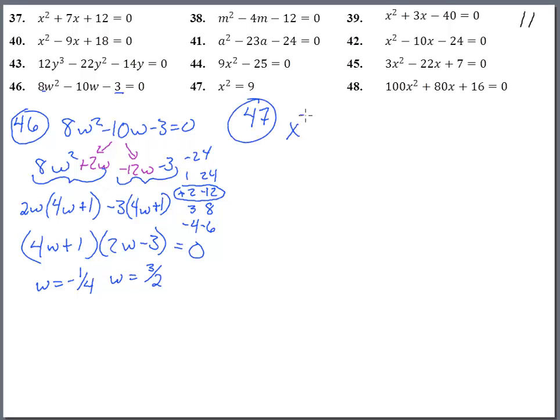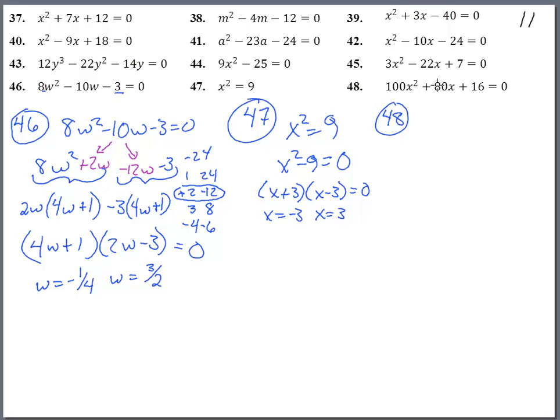Number 47. We have x squared equals 9. One of the things that we've been doing with all of these problems is that we've got to get it equal to 0. We need to write it as x squared minus 9 equals 0. That way we can factor this and have x plus 3, x minus 3 equals 0, which gives us two answers. x equals a negative 3 and x equals a positive 3. And number 48.